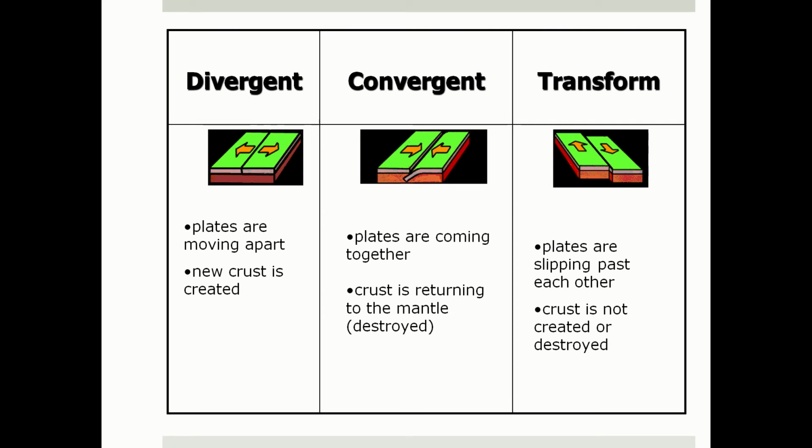Finally, we have transform faults, which are boundaries where the plates are moving laterally past each other. There is no creation or destruction of crust, but there can be surface earthquakes as these plates rub as they move.